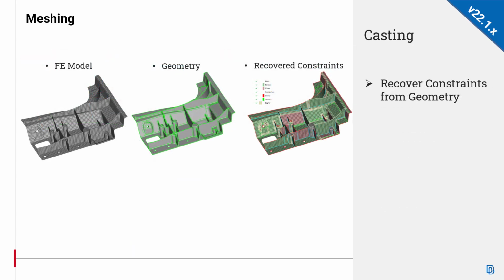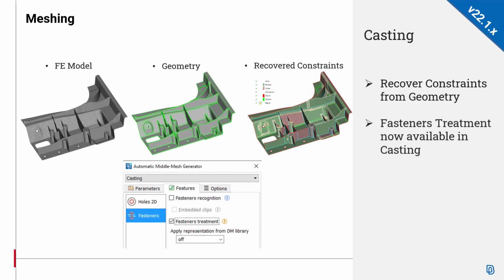Continuing in casting, a new recover option is now available for recovering align constraints from the geometry. And fasteners library is now available inside the casting tool, allowing the fasteners recognition and mesh treatment, which can be directly applied from a DM library.